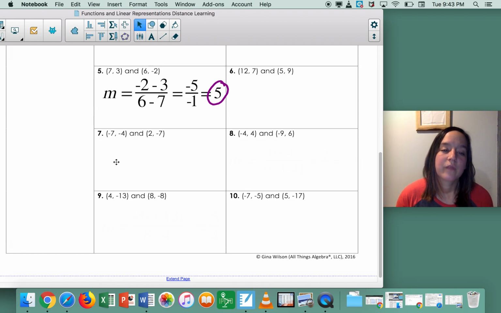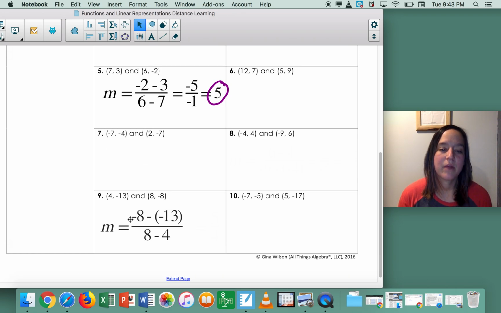So we have our, and now it's not letting me click again. I'm having the same problem. Let's go down to number 9. I'm so sorry, glitch.